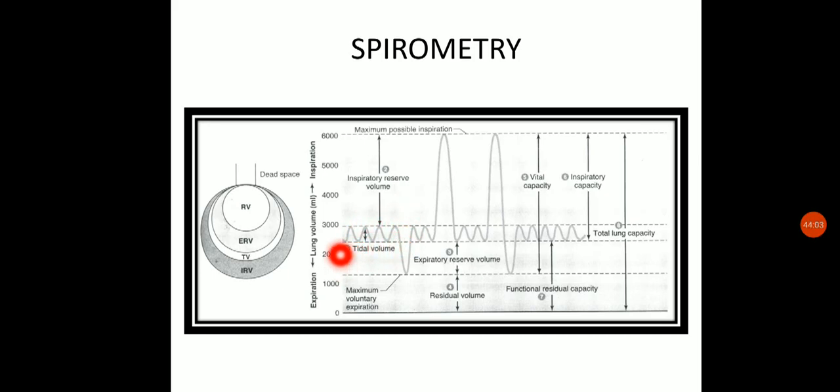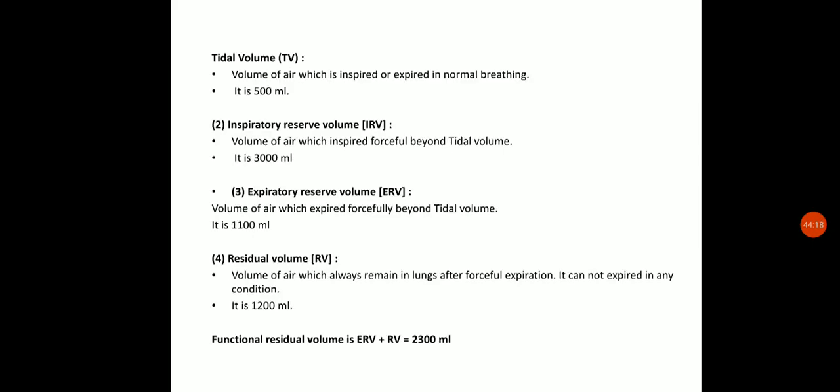It's the difference between 2500 and 3000. So the normal capacity is 2500, and the difference is basically 2500 to 3000. It means 500 ml. So 500 ml is the volume of the tidal capacity. It's the volume of air which is inspired or expired in normal breathing. Okay, so that is the tidal volume. You have to keep it in mind.